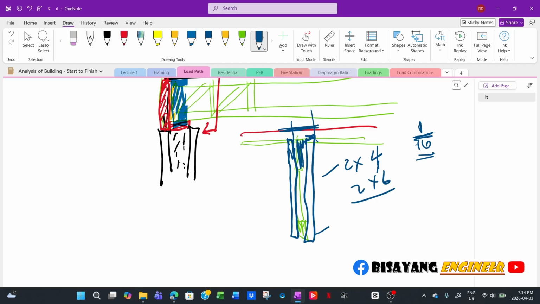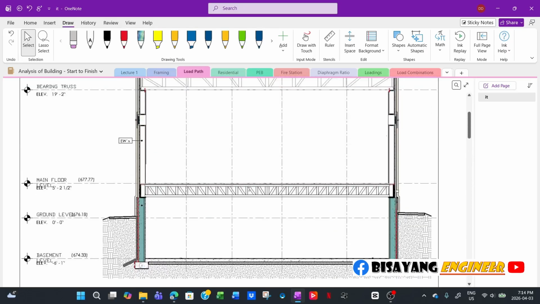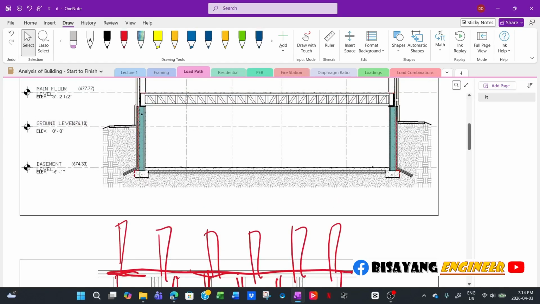This considers that the squash block may shrink. So if there is shrinkage, at least all the loads will not be transferred to the trusses. It will be transferred from the bottom plate to the studs, bypassing the trusses. And then of course from your basement walls, down to the foundation.